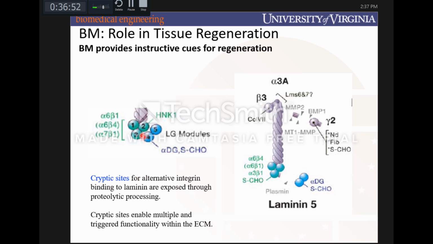So this original conformation doesn't let alpha-3 bind, and then once the molecule is cleaved, this cryptic site is now exposed, and it changes the behavior of the molecule as it interacts with cells and other ECM components. So cryptic sites are a huge thing in cell biology.